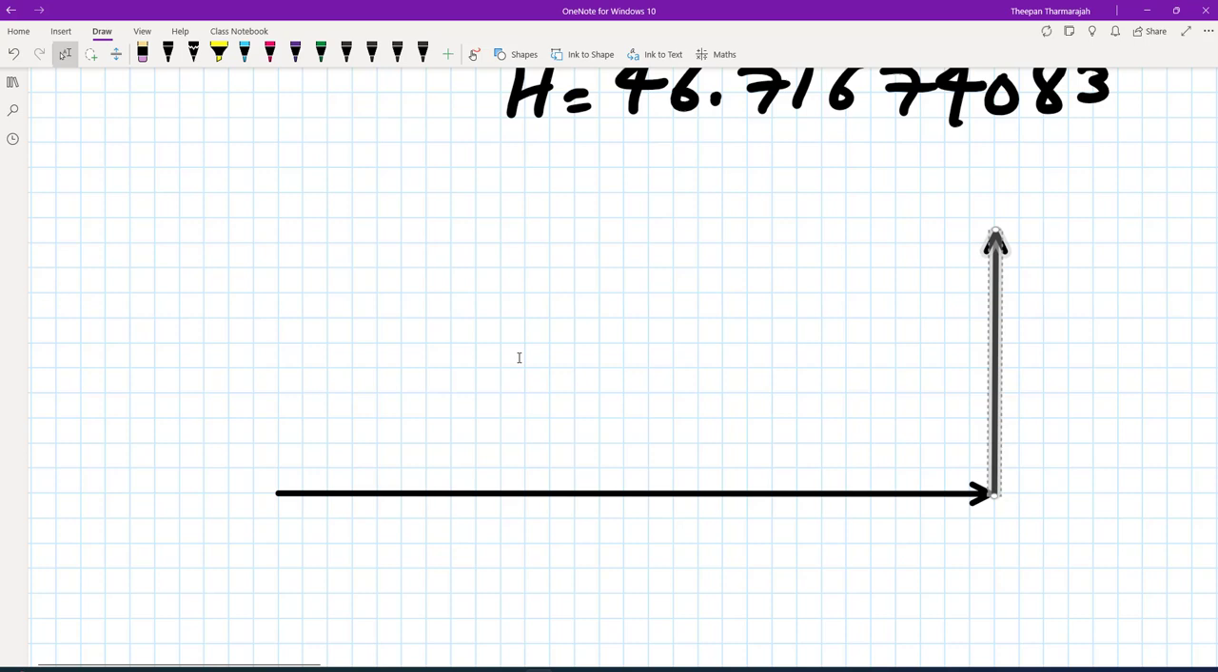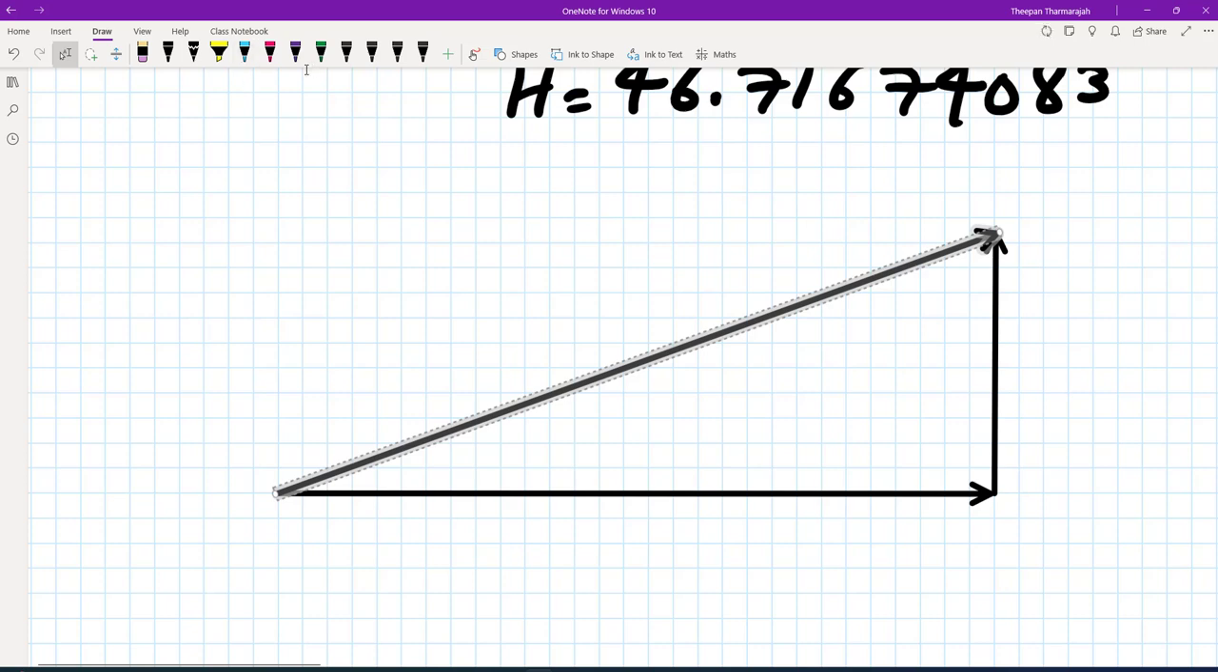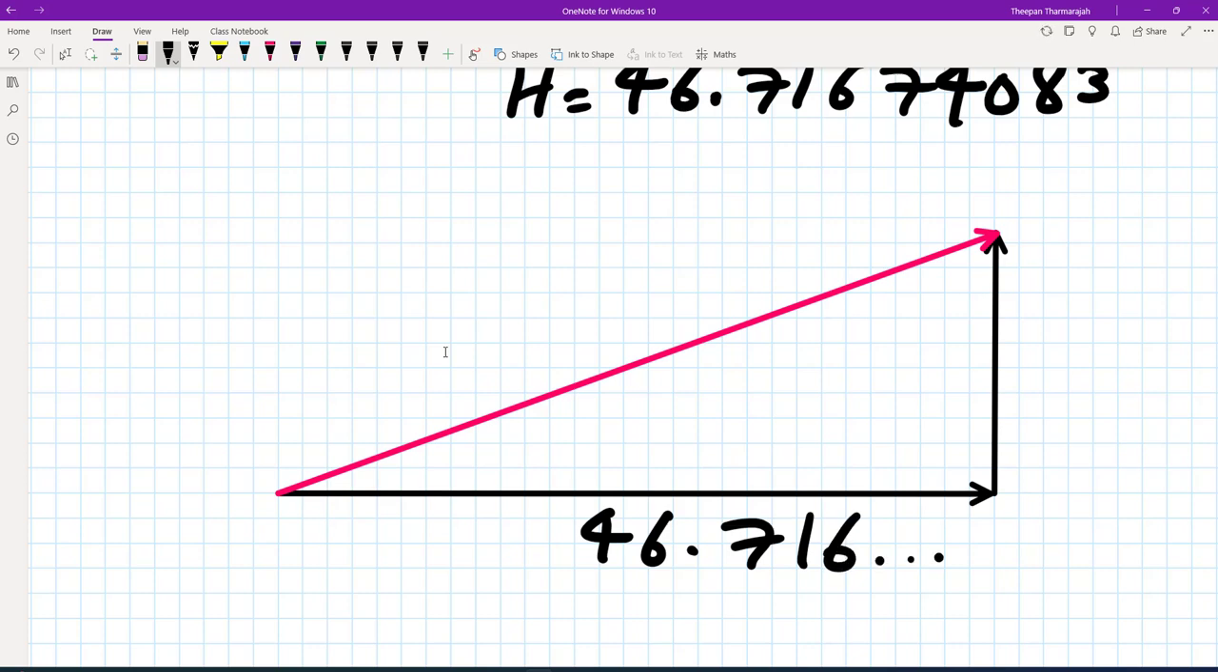And we're now going to draw in the resultant force, like so, which is going to be in pink. That's our resultant. So let's write that in. So this is 46.716 and so on. This is 19.6, and this is theta, the direction of the resultant force.